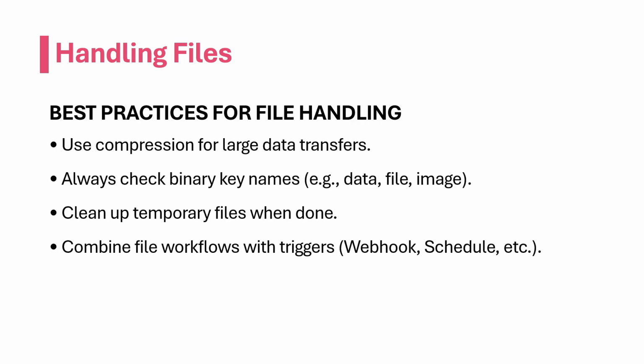Before we wrap up, here are some best practices for handling files in n8n. Keep an eye on file sizes. Large files can slow down execution. So use compression or cloud links for big files instead of transferring them directly. Then you can always check the binary key name. For example, your file might be under data, file, or image depending on the node. Then clean up temporary data after processing, and use triggers like webhook or cron to automate file-based workflows on schedule.